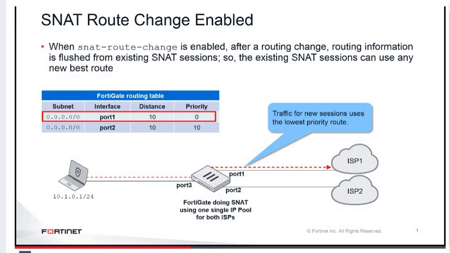In the example shown on this slide, FortiGate is connected to two different ISPs. A client with the IP address 10.1.0.1/24 is connected behind a FortiGate device. The FortiGate routing table contains two default routes, one for each ISP. The two default routes are the same distance, but have different priorities. The route with the lowest priority, port 1, is the primary. When both ISP connections are up, the primary route is selected by FortiGate for Internet traffic. So all sessions to the Internet are created using port 1 as the outbound interface.